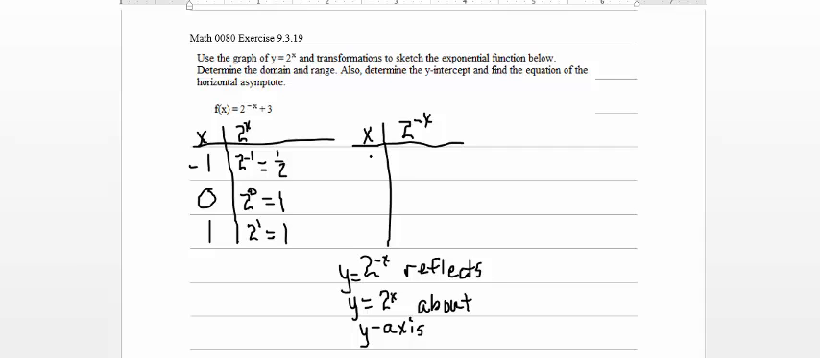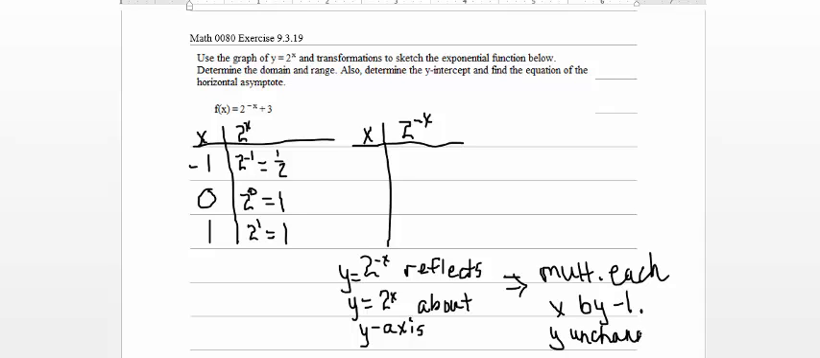So let's just point this out. Multiply each x by negative 1. Y is unchanged. So there's no change to y. So we can just copy the y values. There's still going to be 1/2, 1, and 2.